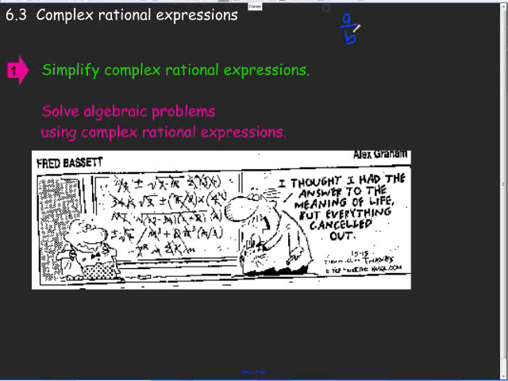A over B over C over D. This would be a complex rational expression because it has a rational expression in the numerator and it has a rational expression in the denominator. Complex.